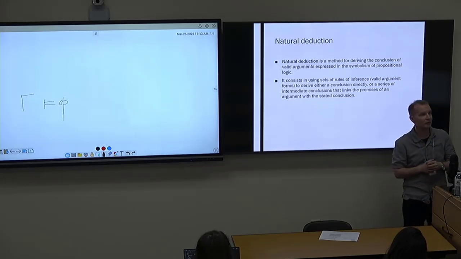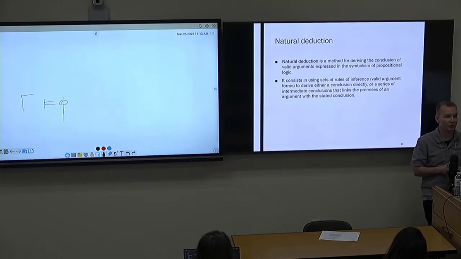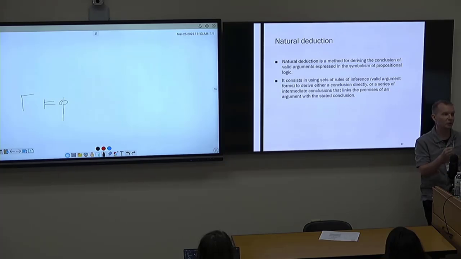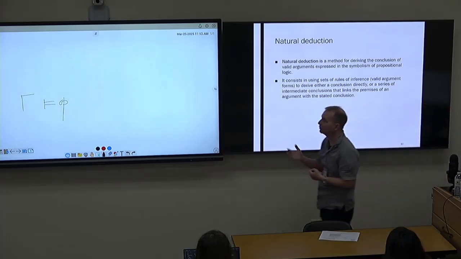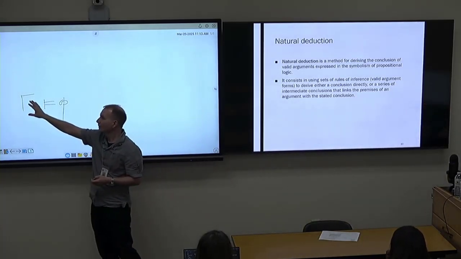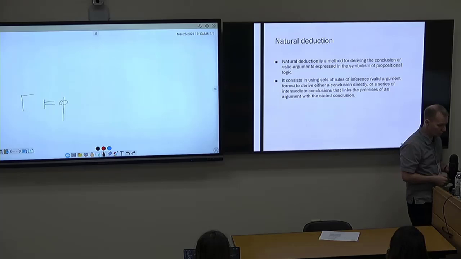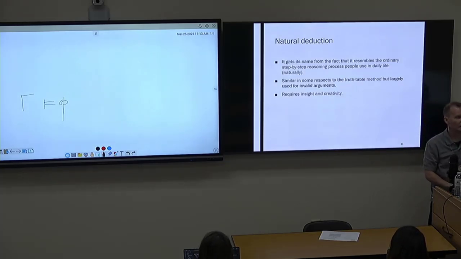Natural deduction is a method for deriving the conclusion of valid arguments expressed in the symbolism of propositional logic. It consists of using a set of rules of inference. We will learn these rules this week, and I think next week, to derive either the conclusion directly or a series of intermediate conclusions that links the premises of an argument to the stated conclusion. So our idea, again, is to preserve this type of relation, that whatever our conclusion is, it would always validly follow from our premises based on this structure.